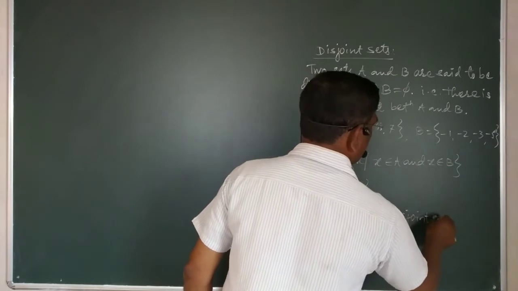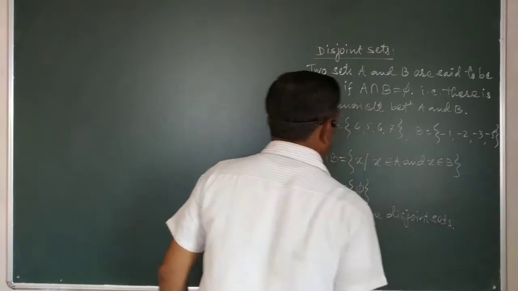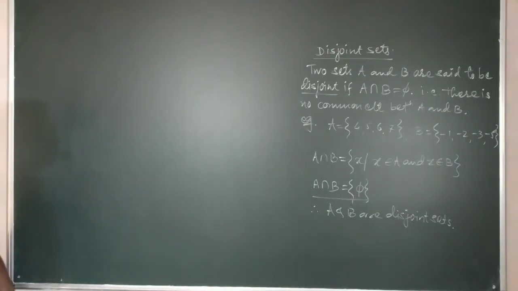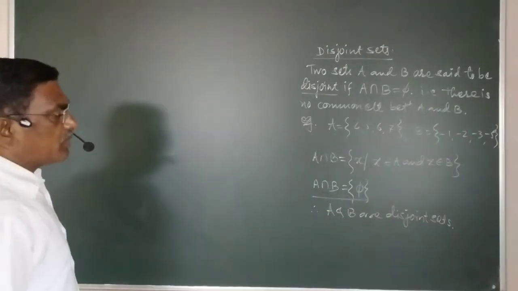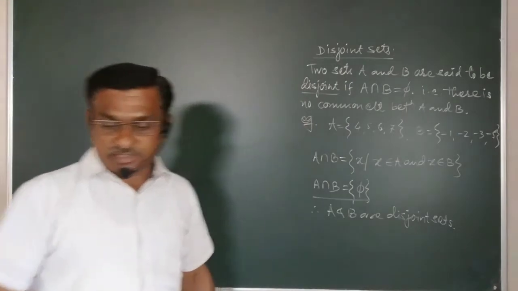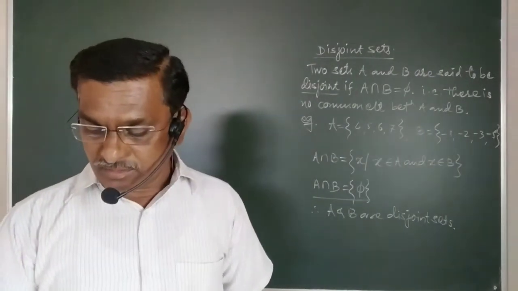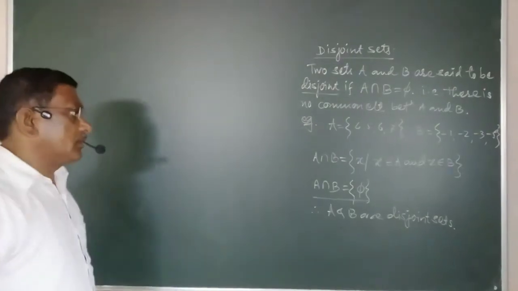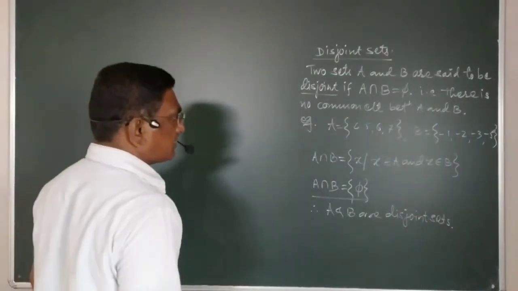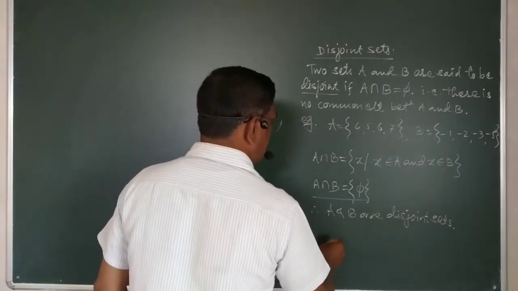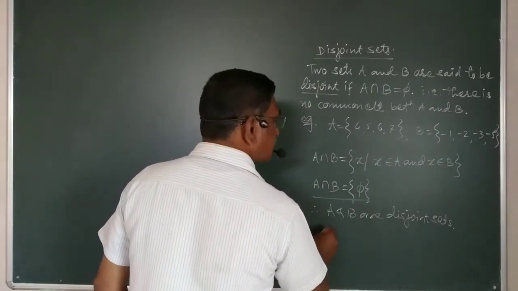Well, this is the example of disjoint sets. Now let us go for the next point. Before going to the next operation on sets, let us draw the Venn diagram for this one.